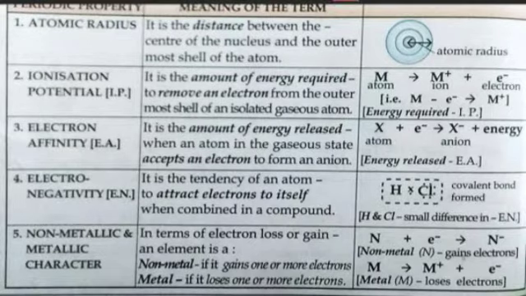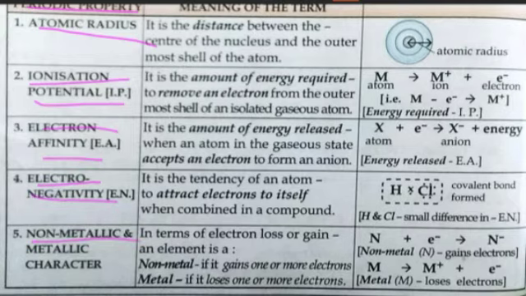There are periodic properties which we are going to learn. We have 5 in our syllabus. First is atomic radius, ionization potential, electron affinity, electronegativity, and non-metallic and metallic character.